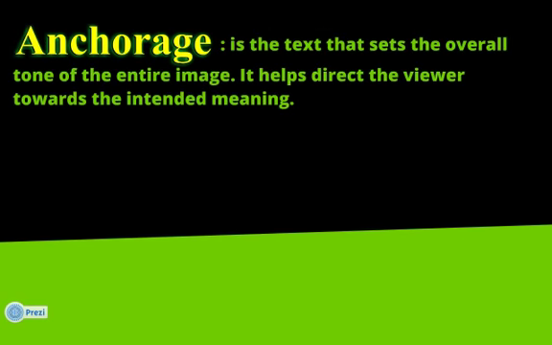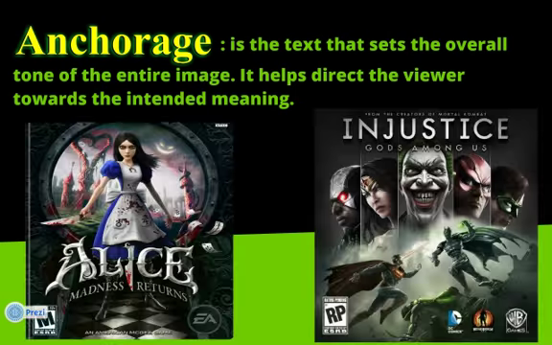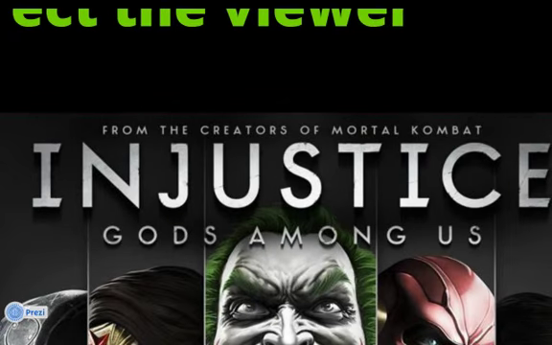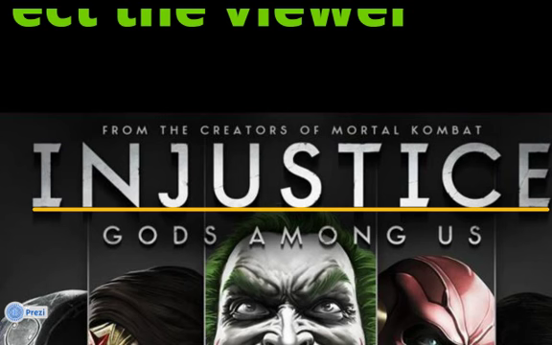Anchorage is one of the two functions of the linguistic message. It is the text that sets the overall tone of the entire image. Images are polysemous. They imply, underlying their signifiers, a floating chain of signifieds, the viewer able to choose some and ignore others. Anchorage helps direct the viewer towards the intended meaning. The title, Injustice: Gods Among Us, is the main linguistic message. However, Injustice gives us the anchorage of the image. With its dominating font, it sets the tone of justice gone awry. It projects the theme of injustice throughout the image and directs the viewer's attention towards related connotations.